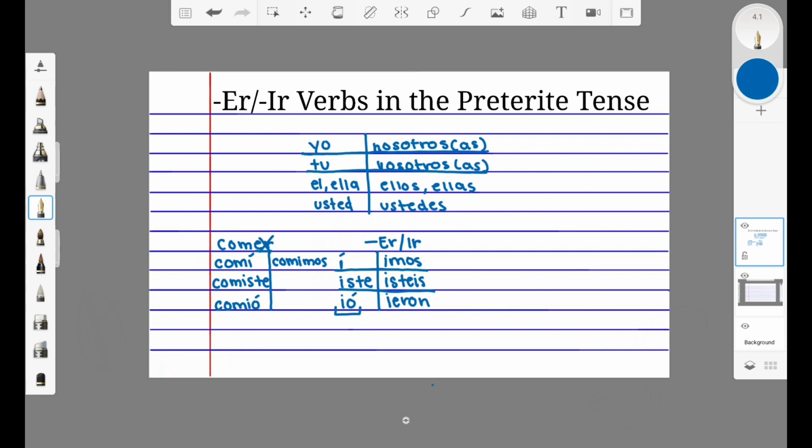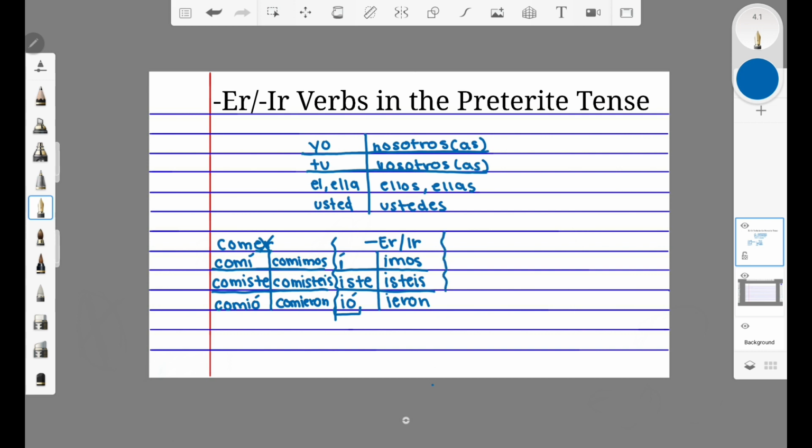If it's the imos, then you could easily tell. You wouldn't even need a signal word or a trigger word for the past tense, because in present tense it's just comemos. But with IR verbs, you will still need that word to signify that it is preterite. Then we have comisteis and comieron for an ER verb.